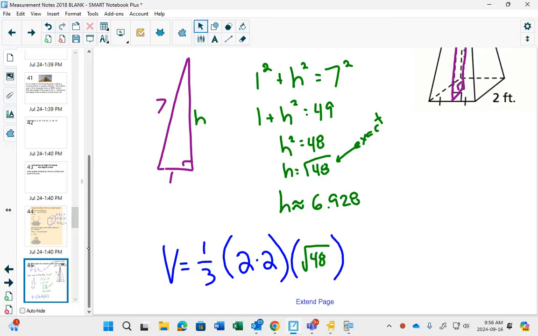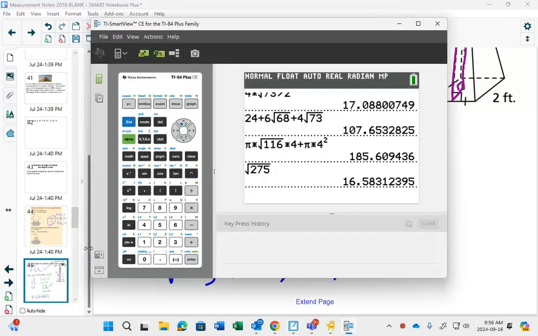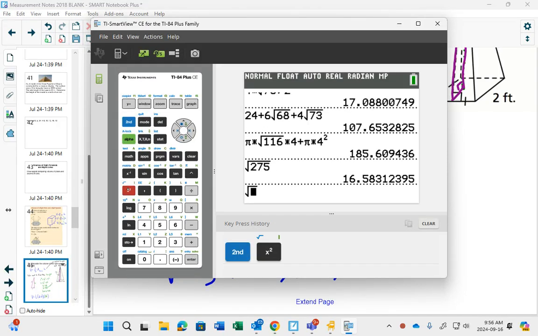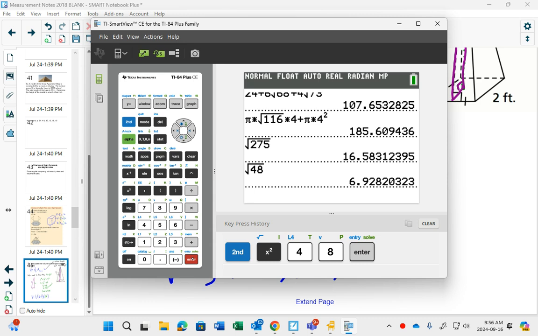Okay? So we're going to go to our calculator. I'm going to show you a couple of things. So first of all, if you had done square root, on the graphing calculator square root button, you have to push the second button. If I do square root of 48, I get 6.928.